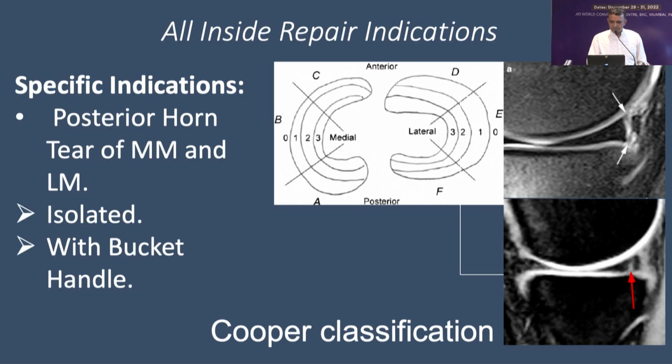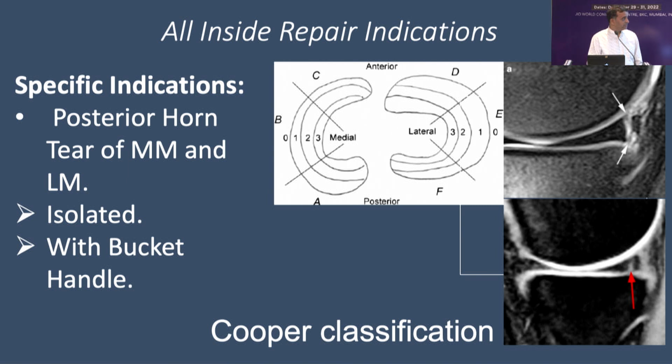My topic is all inside meniscus technique and ramp repair. All inside repair is where we take the bites or sutures on the torn meniscus, especially in the posterior horn, and repair. This process is all intra-articular, where there is no need to take the sutures out of the joint. There are specific indications, which are posterior horn tears of the medial as well as lateral meniscus. They might be in isolation or with a bucket handle tear.